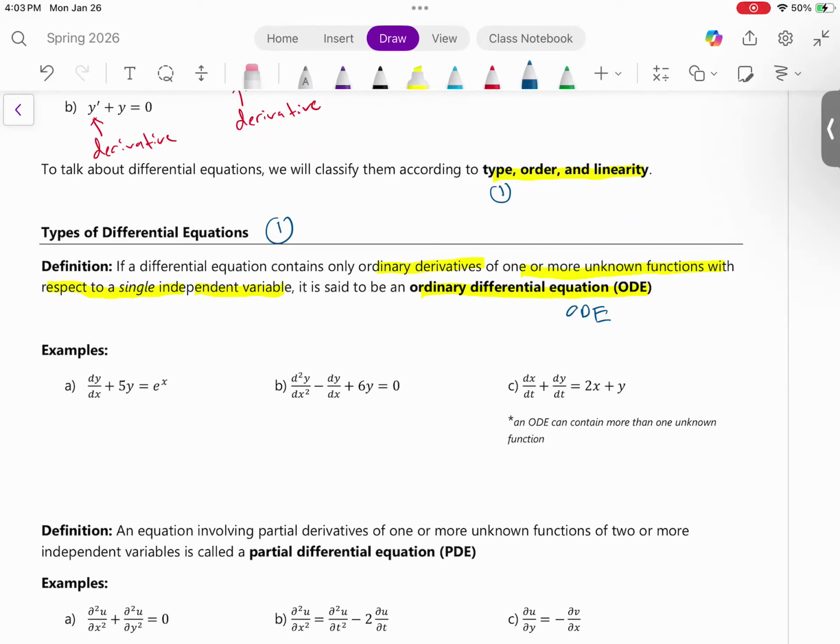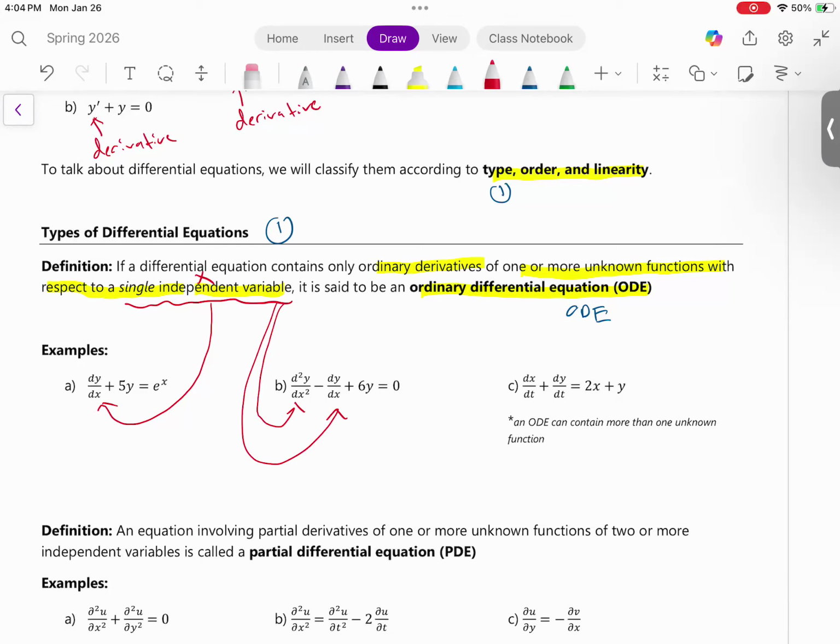So what does that mean? Let's look at this dx right here. dy over dx. That's a derivative of y with respect to x. Okay? Just a single independent variable. Let's look at example B. We have d squared y over dx squared minus dy over dx plus xy equals 0. So this is also an ODE because all the derivatives of y are just with respect to x. So that's the independent variable, x. All our derivatives are with respect to a single independent variable, x.